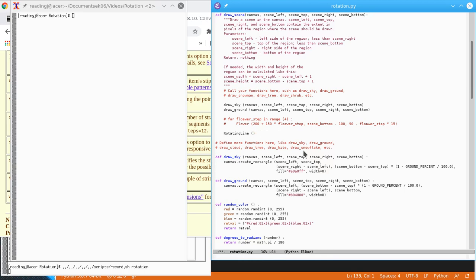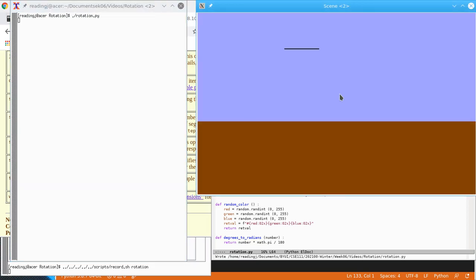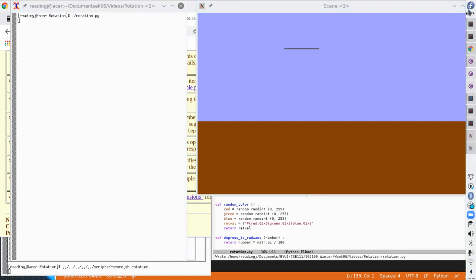So 300, 100, 100. Okay, now let's try running this. And there's my little line. Of course, it's not rotating yet because I haven't done anything.